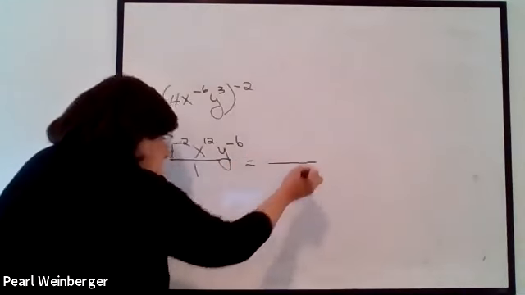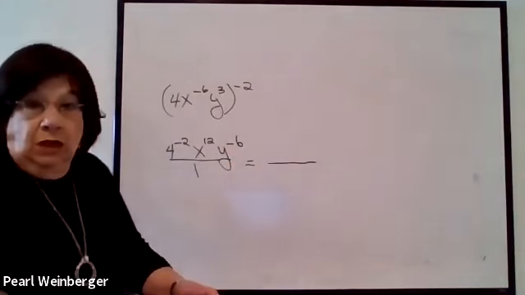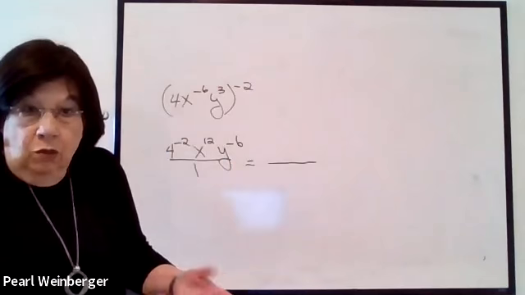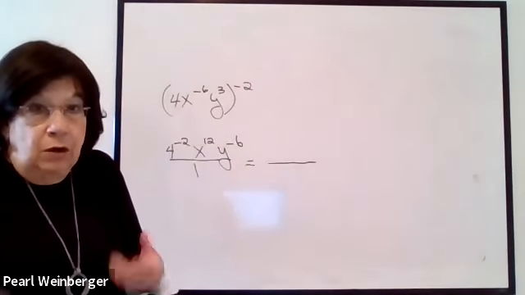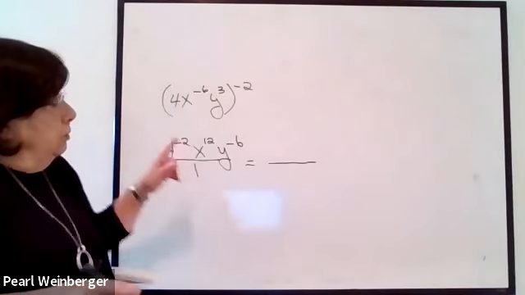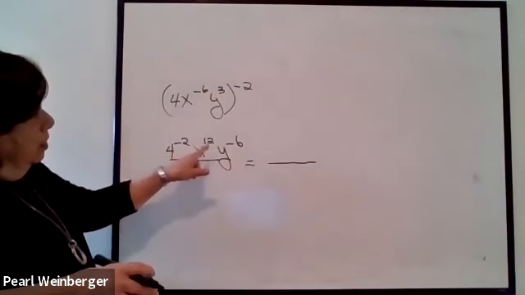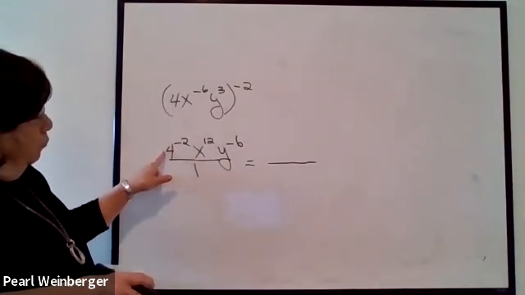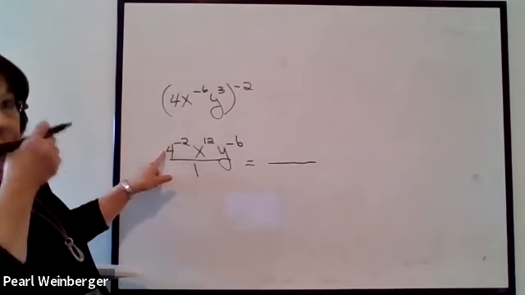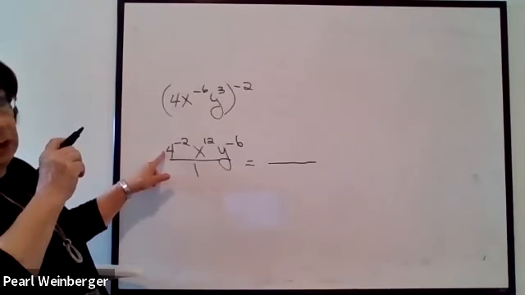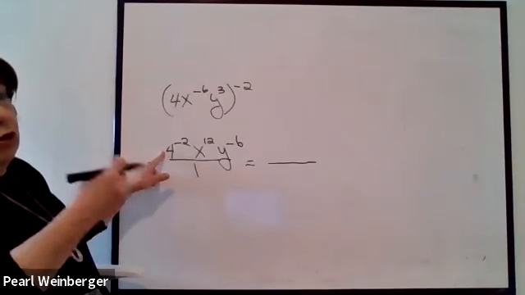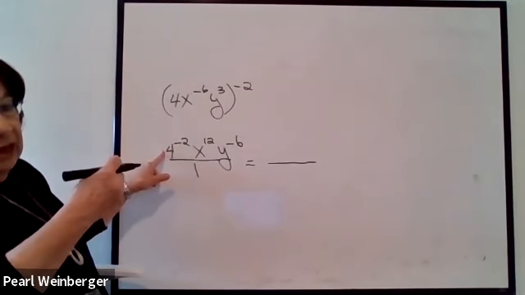Here's my fraction. What do you do when you're taking the reciprocal of a fraction? Whatever is in the numerator goes to the denominator. Whatever is in the denominator goes to the numerator. So I'm going to look at each one of the factors, the first one being 4 to the negative 2, and decide, should I move it from its position? In other words, should I take its reciprocal, or should I leave it where it is?